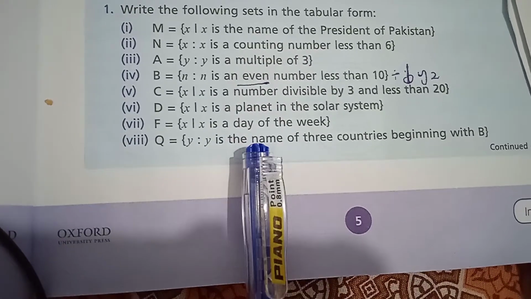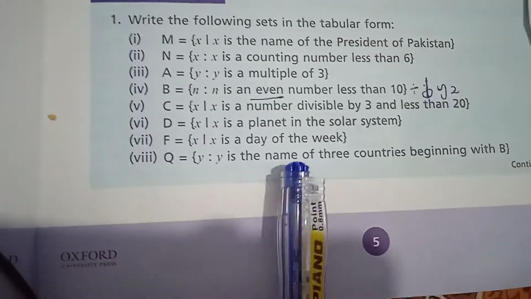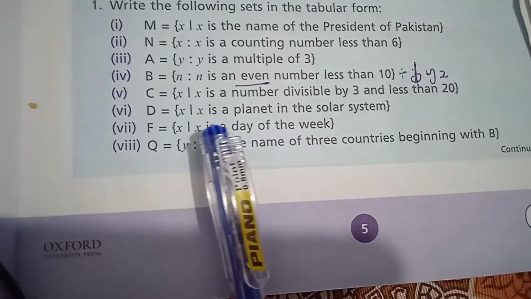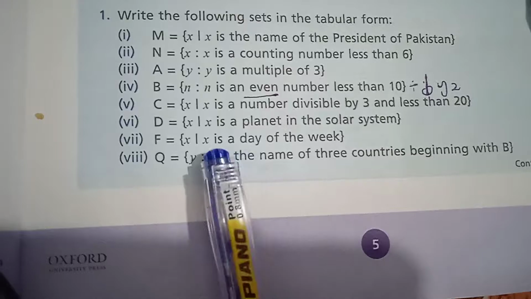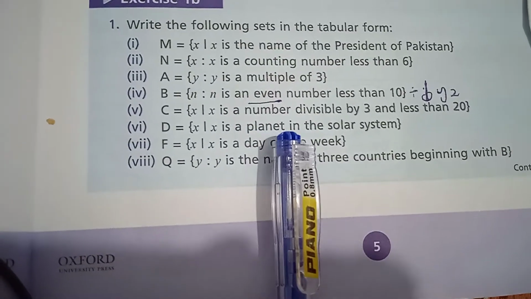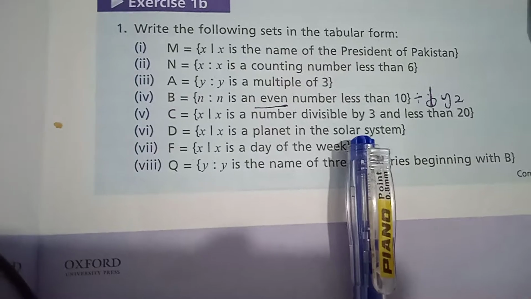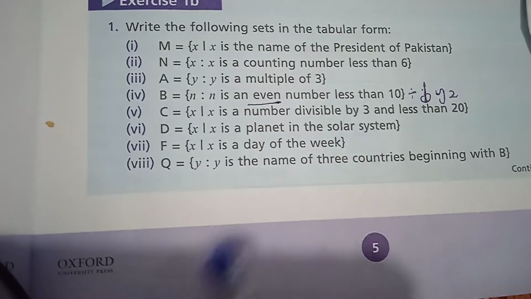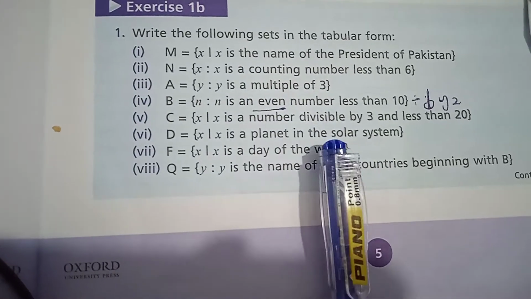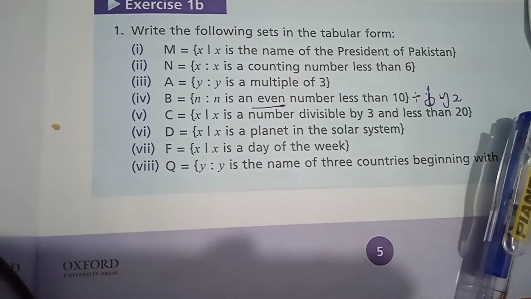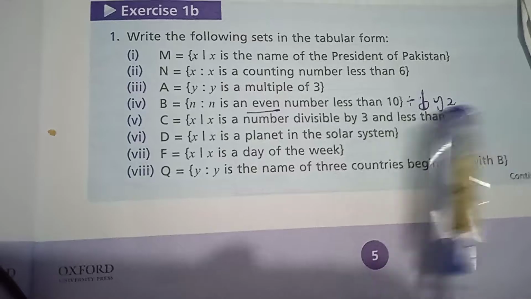Y such that y is the name of 3 countries beginning with B. You can write it. Days of the week, you can also write it. Next is a planet in the solar system, any planet like Earth. X such that x is a number divisible by 3 and less than 30. Numbers are 3 and so on.